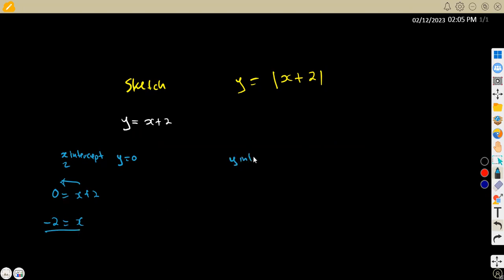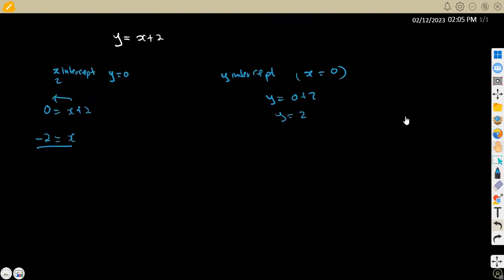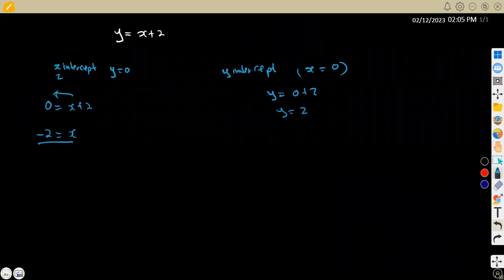Then for the y-intercept, we know that x is equal to 0. So if x is equal to 0 here, your equation is going to be y is equal to 0 plus 2, where y is equal to 2. I'm referring to the original function of y is equal to x plus 2. Therefore, we can have our modulus from there. So this is how your graph was going to actually look like.